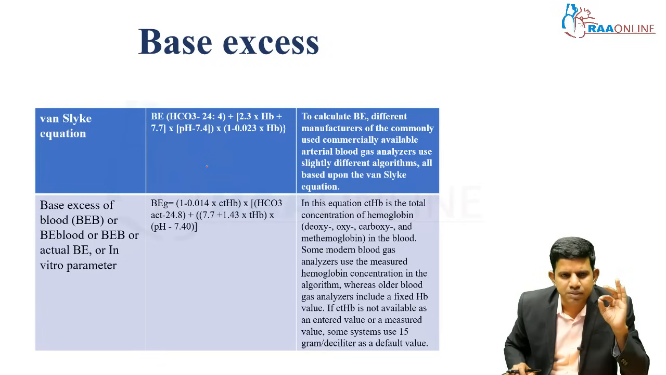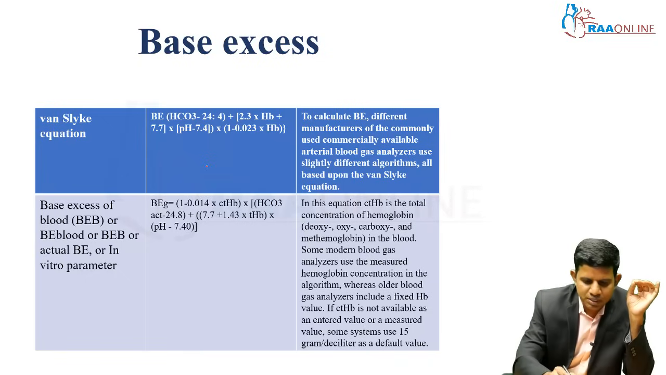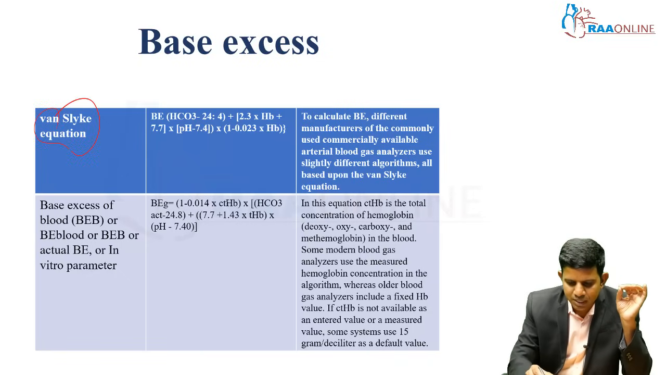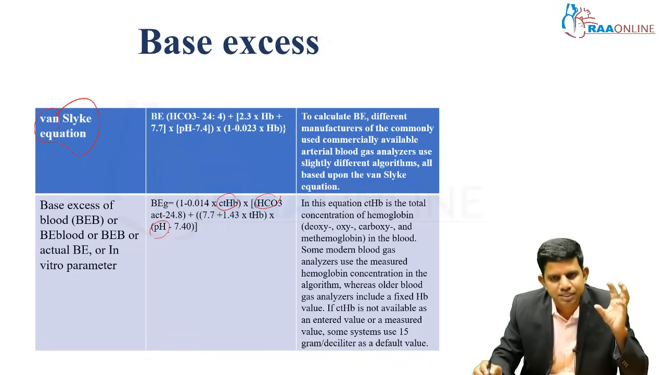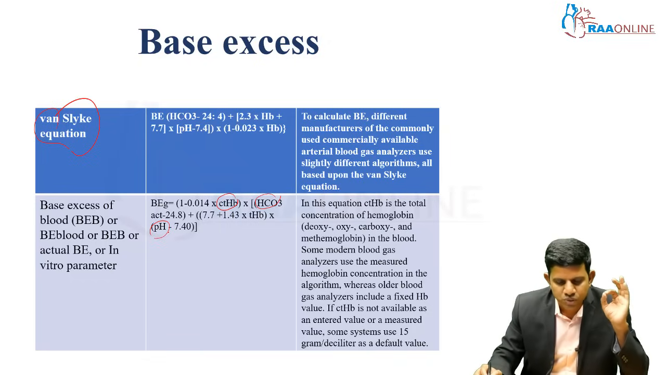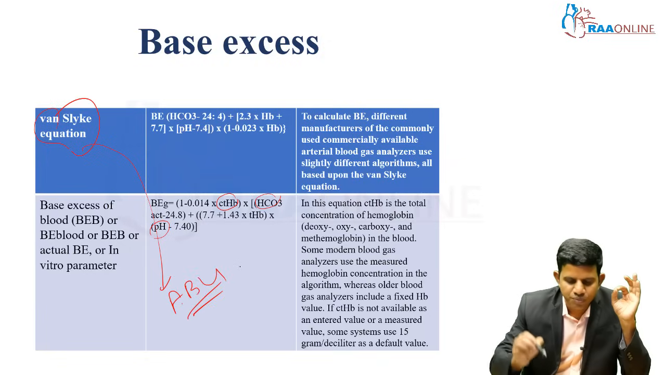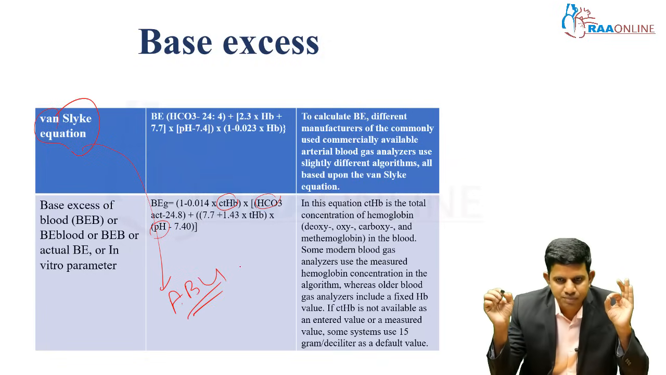There are some formulas to calculate the base excess. It is called the Van Slyke equation. This equation includes the hemoglobin, bicarbonate, pH, everything to calculate the base excess. So, this is the most common formula used in the ABG machine to calculate the base excess.